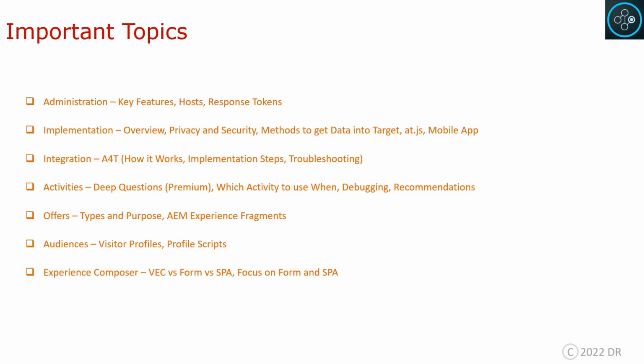And then the next one is VEC versus form versus SPA, right? When do you go for each of these experience composers? What is the business case, right? VEC is the user-friendly one for the marketers and all. Form is the non-visual one and it's used to create experiences for delivery in emails and voice assistants, right? So that's how it is. SPA is for single page applications, right? You should know when to go for an SPA.